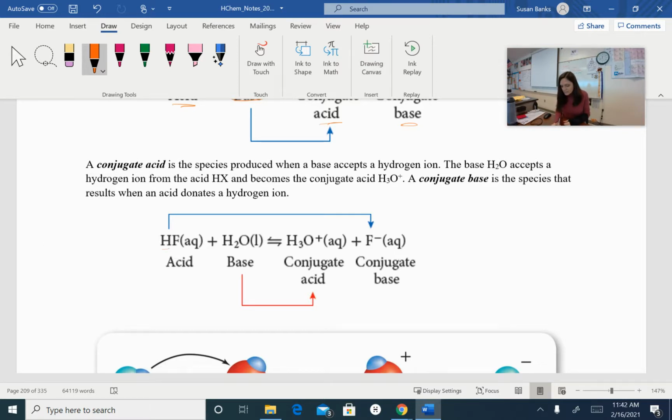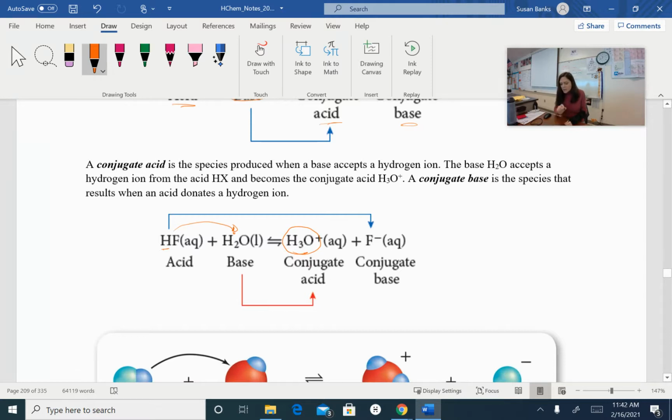Notice water accepts this hydrogen, right? That hydrogen becomes part of that water and we create a hydronium. And the conjugate base is just the fluoride ion that's left. Okay? So yes, water can act as a base. Water can also act as an acid. It can give up one of its protons as well. Okay? And we'll see that in a bit.